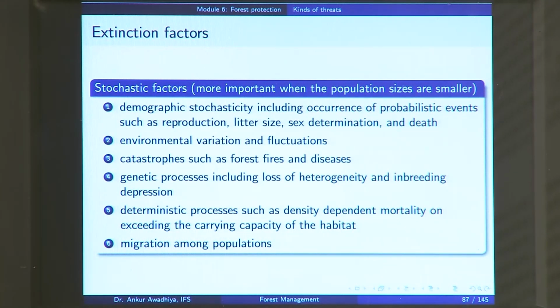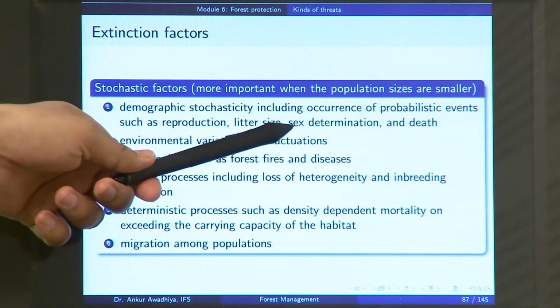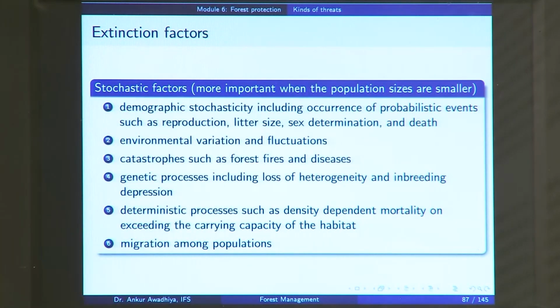So, you could have a very small population, but all the individuals that come up in the young generation are probably all males. So, even though you are having a next generation, because all of them are males, the population will collapse.